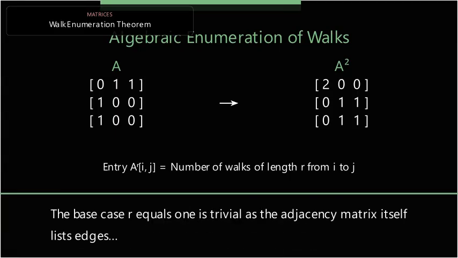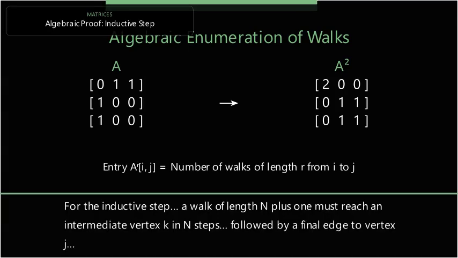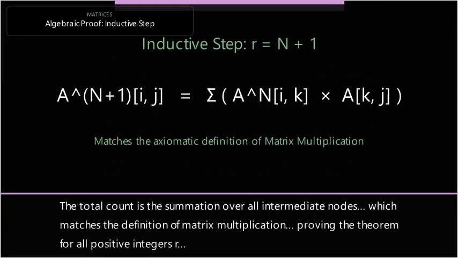The base case r equals 1 is trivial as the adjacency matrix itself lists edges. For the inductive step, a walk of length n plus 1 must reach an intermediate vertex k in n steps, followed by a final edge to vertex j. The total count is the summation over all intermediate nodes, which matches the definition of matrix multiplication, proving the theorem for all positive integers r.